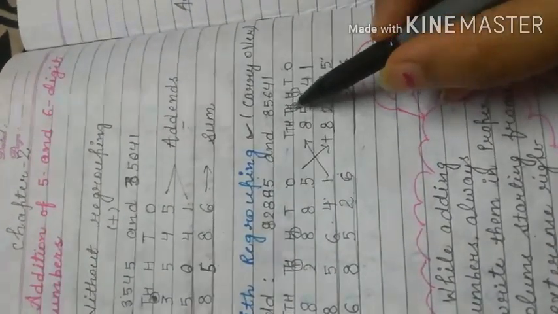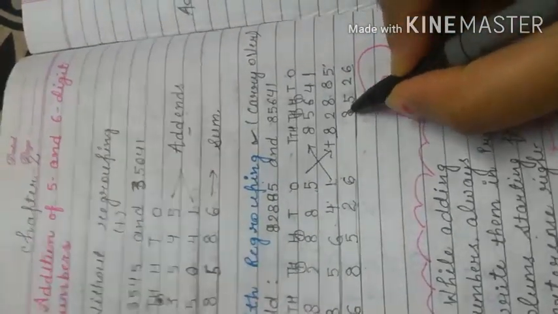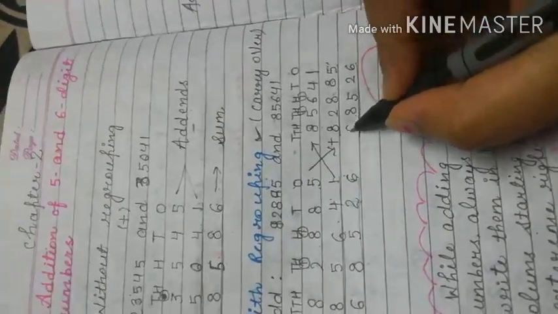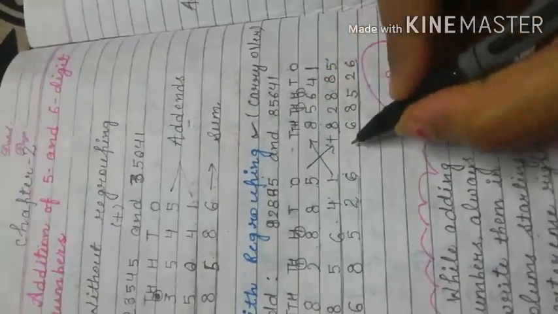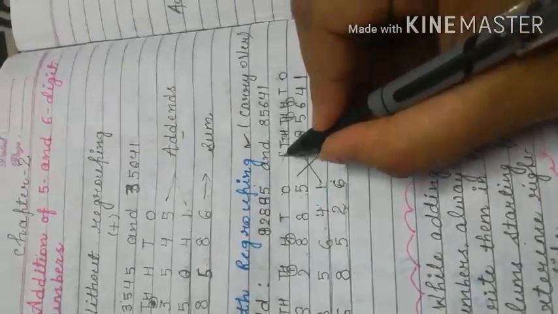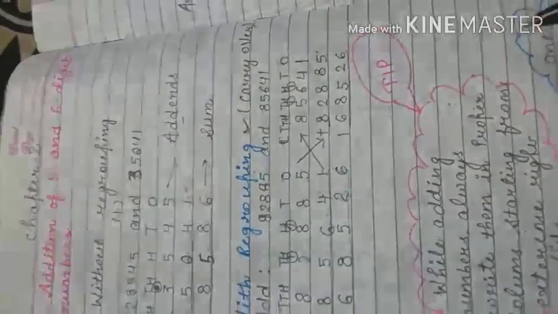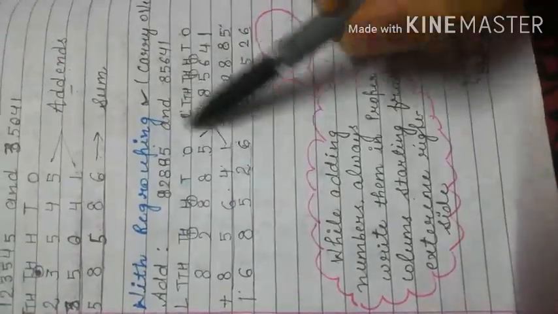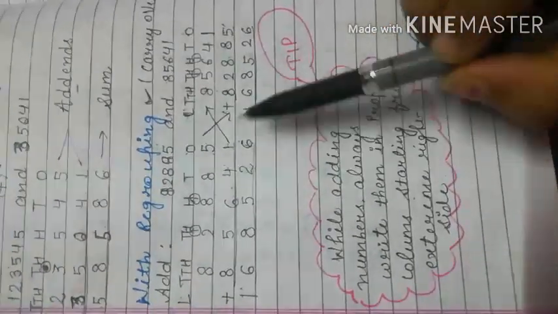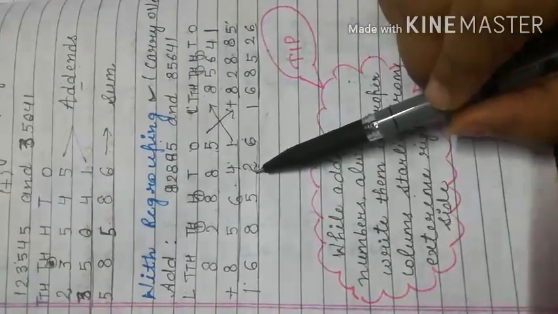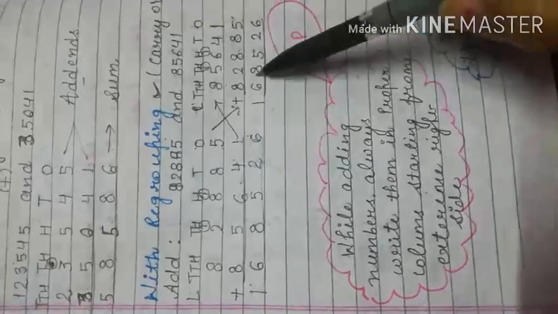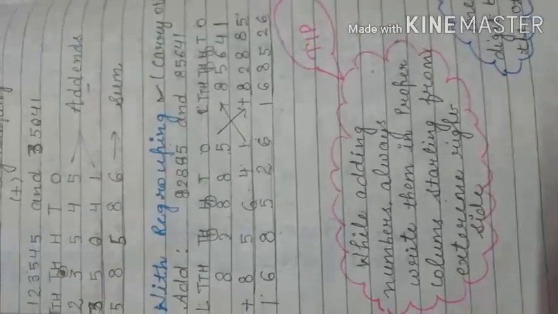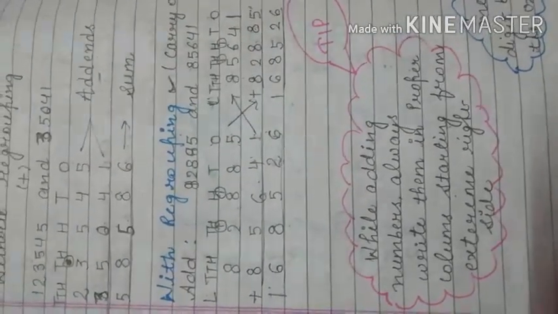Now 5 plus 1 is 6. 6 plus 2 is 8. Again we are left with 8 and 8, so 8 plus 8 is 16, where 6 is in the 10,000s place and 1 is in the lakhs place. So here you can see that changing in the order of the addends does not affect the sum. Our answer is same here. Answer is 1,68,526. Answer is same. So just keep these few things in your mind while adding.